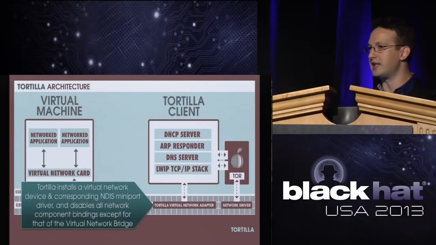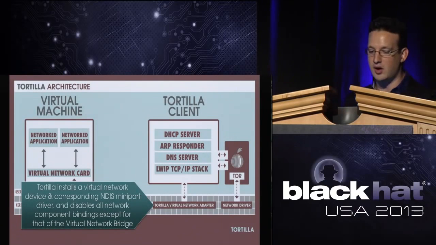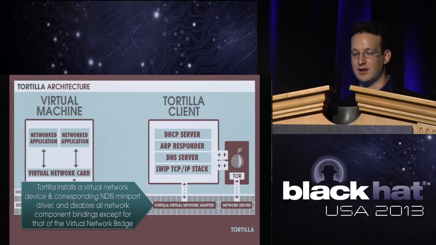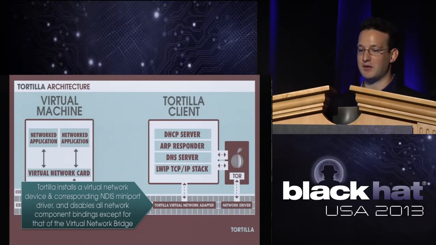When you install Tortilla, it creates a virtual network adapter and disables all network component bindings except for that of the virtual Tor network bridge. Now this guarantees that other networked applications on the host system won't be able to interfere with the data being read from or written to, or sent from or sent to, the networked applications on the virtual machine.